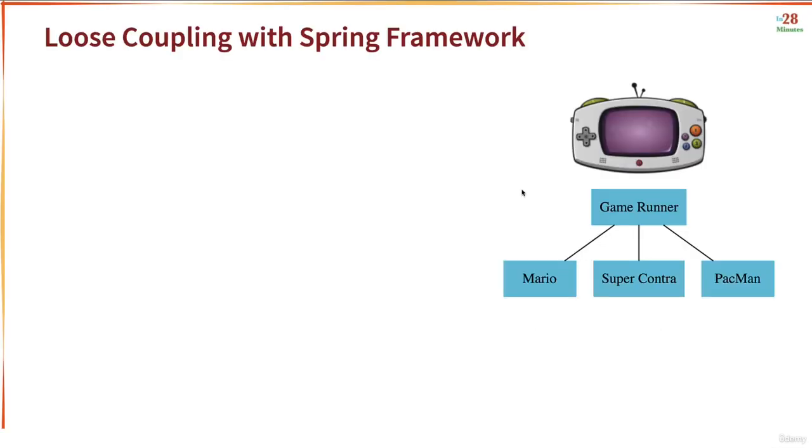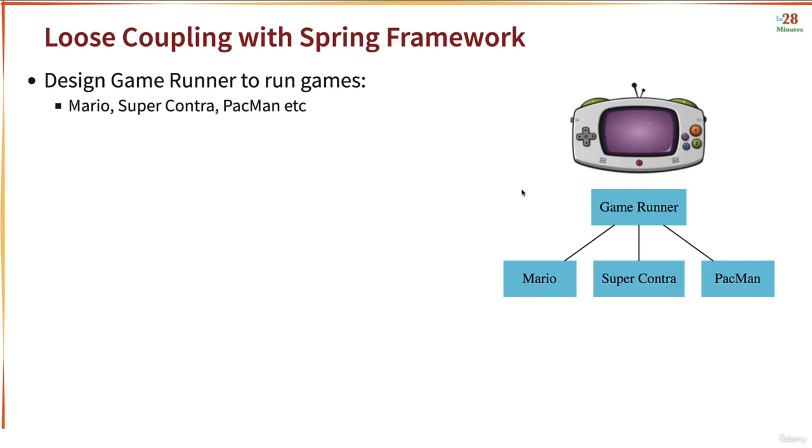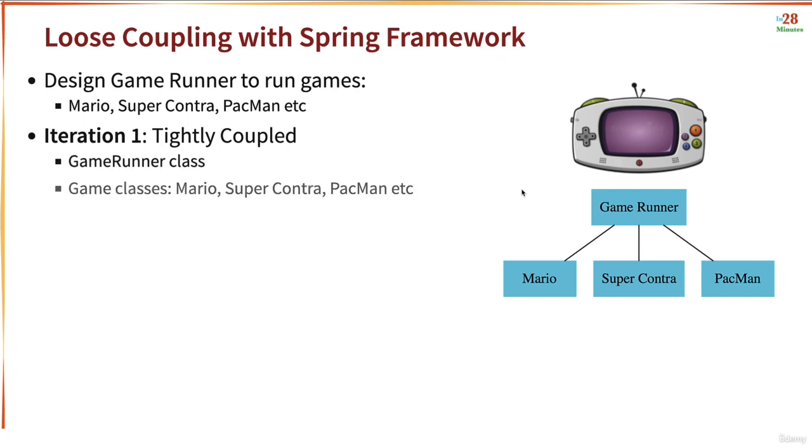In the last step, we created our Spring project. In this step, let's focus on getting started with GameRunner and being able to run our games. We are going to start iteration 1, where we will be building a tightly coupled GameRunner class and the game classes: Mario, Super Contra, and Pac-Man. Let's start with creating GameRunner and the Mario classes.